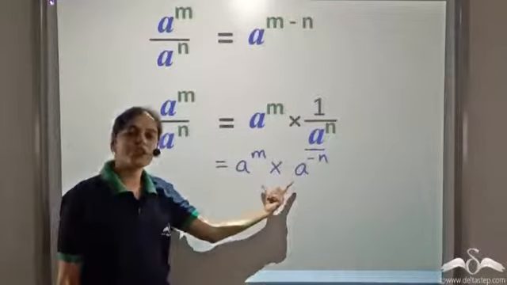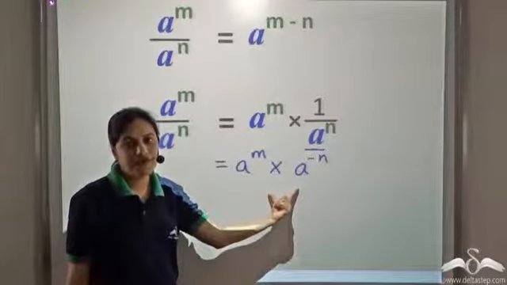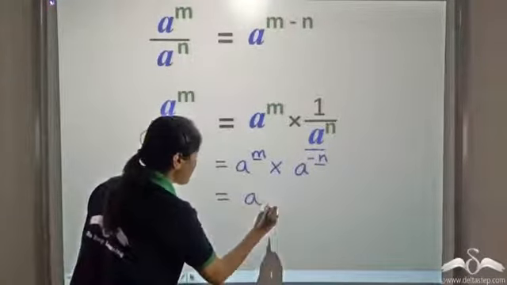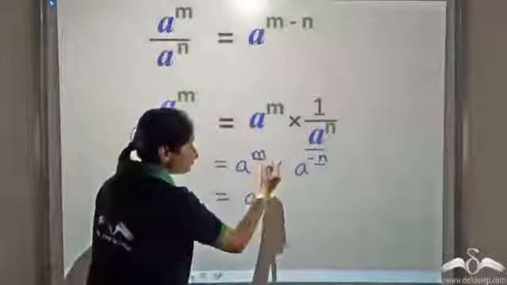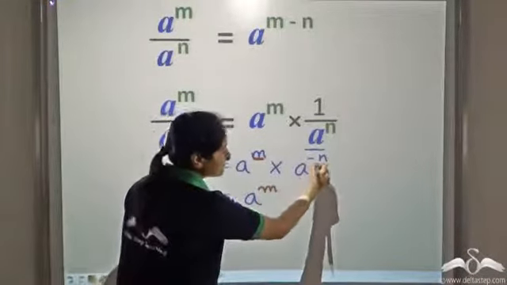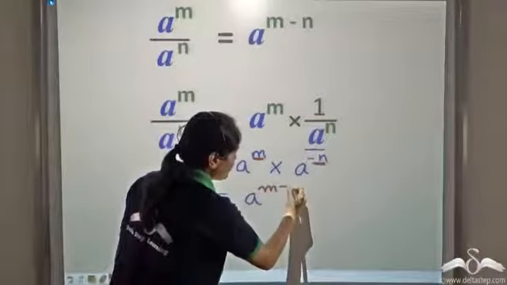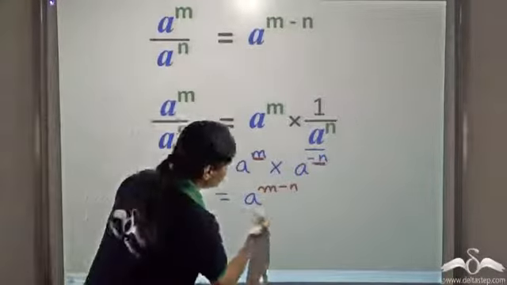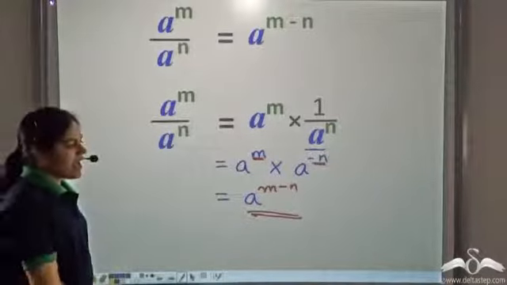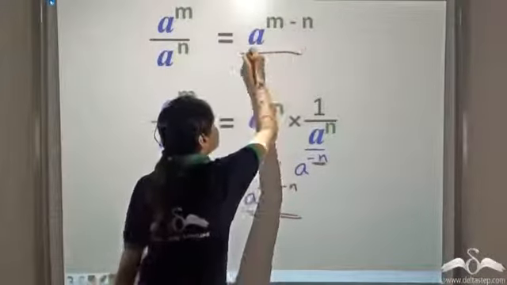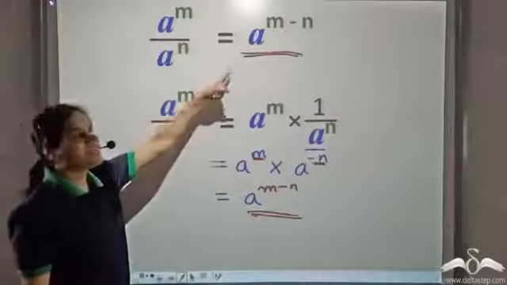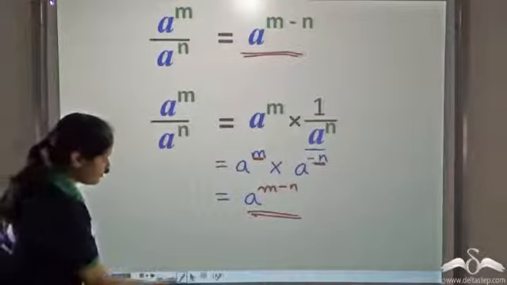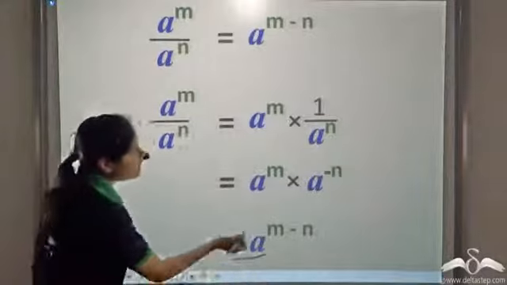Now these are two exponentials with the same base getting multiplied. So let's add their powers. So this is a to the power, this value which is m, plus this value which is negative n. So a to the power m minus n. This is what we have. And this is exactly the same as this. So we can get this result even by using the law of exponents for multiplication. So this is what we have.